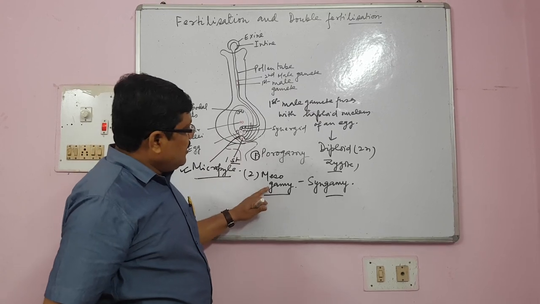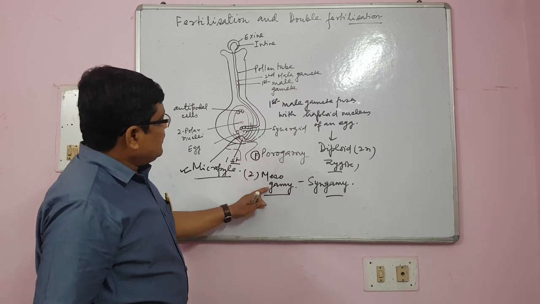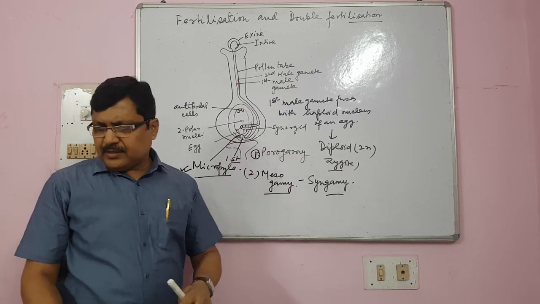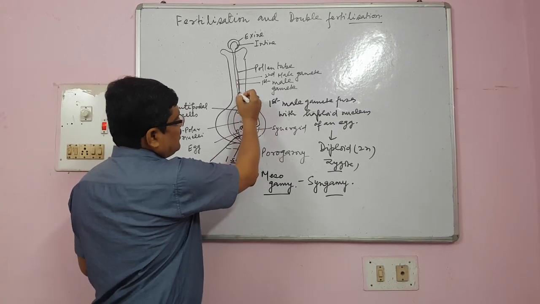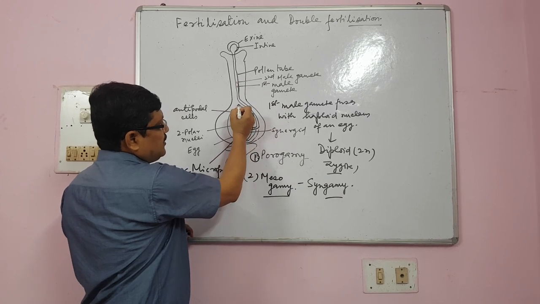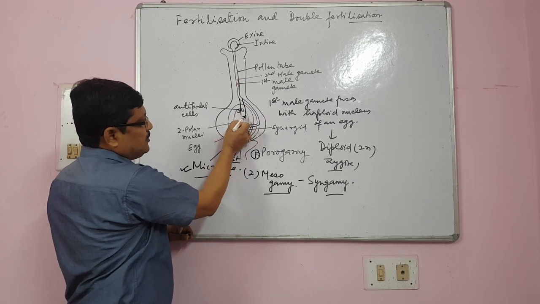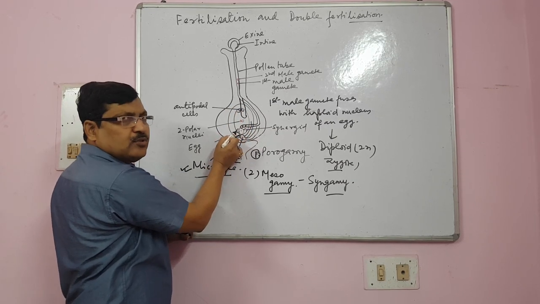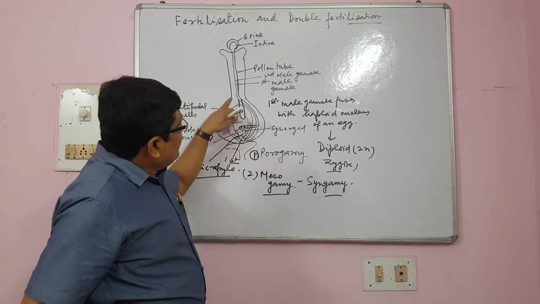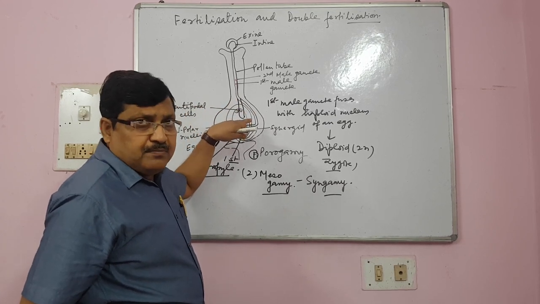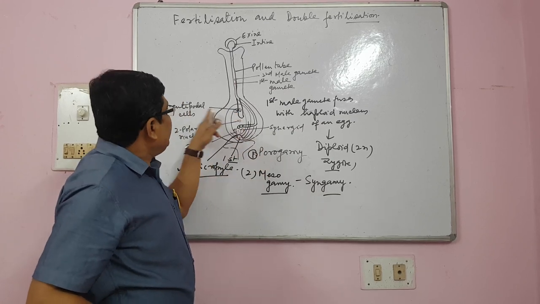Clear? This is mesogamy. And the third one is chalazogamy, means the entry of the pollen tube through this end, through the antipodal end, and it will touch the egg. There is a fact that the development of the pollen tube, means the passage of the pollen tube, is controlled by antipodal cells.